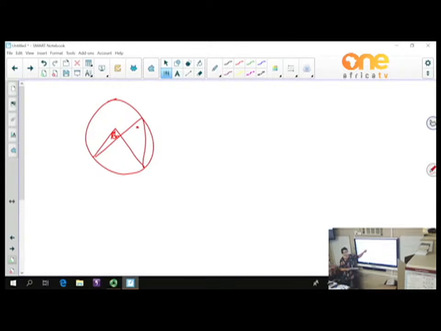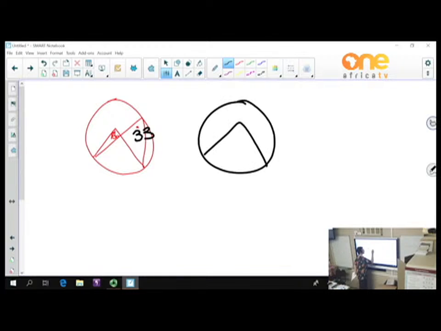The angle at the circumference is half the angle at the center. The angle at the center is twice the angle at the circumference. So what will that one be at the circumference? Half of it, 33. Yes, 33. The angle at the center is twice the angle at the circumference. If you put it the other way around, the angle at the circumference is half the angle at the center. The rule is the angle at the center is twice the angle at the circumference, subtended by the same arc.